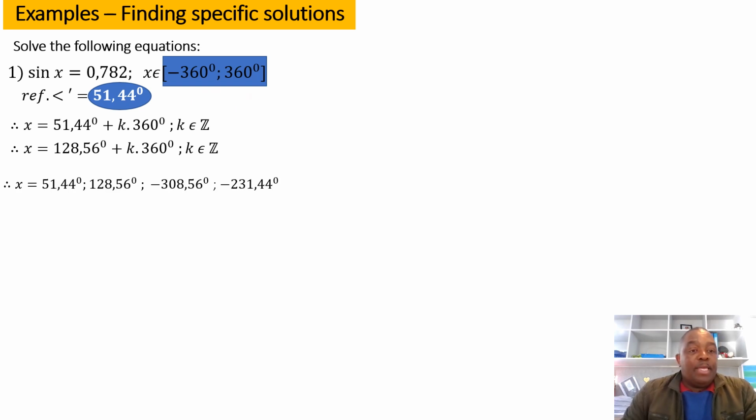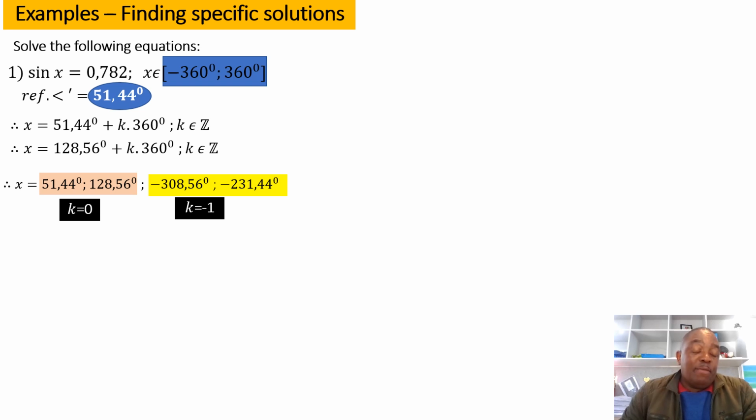So here are my solutions, and if you look at these solutions, you will notice that those first two are when k is equal to 0. In our first solution, if k is 0, that will end up giving us 51.44. In the second solution, if k is 0, we'll get 128.56. And for the other two solutions, if k is negative 1, we would have negative 360 plus 51.44, and that gives us negative 308.56. Same thing in the second solution. If k is negative 1, we would have got negative 231.44 degrees.